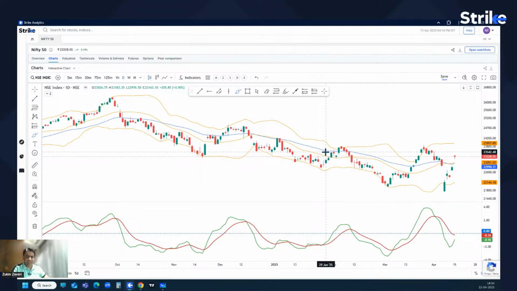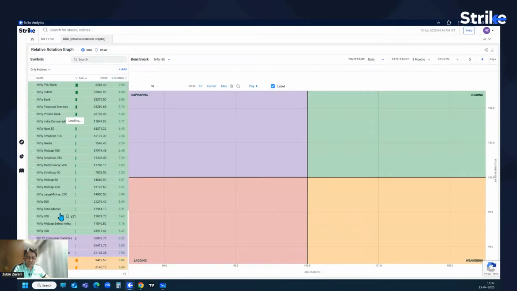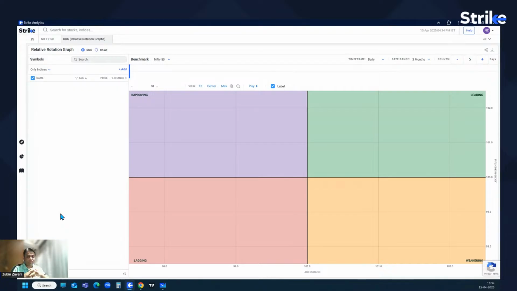But let me now go straight back to the topic. So the topic is relative rotation graph, trying to find out strong sectors, and from the strong sectors how can we select some strong stocks. So how can we do it? All right.